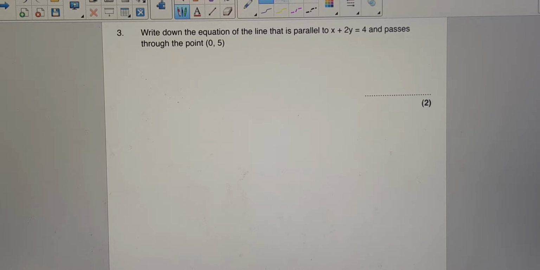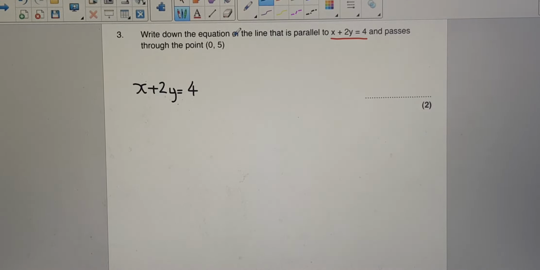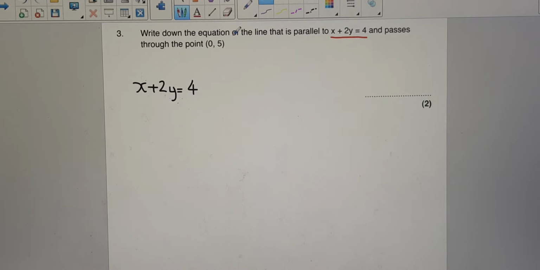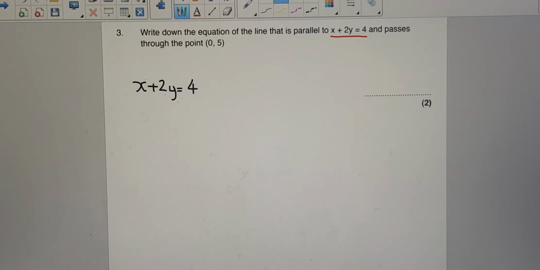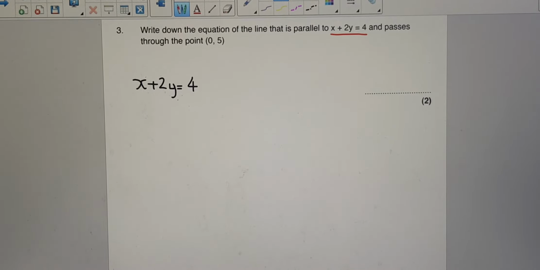Well, the first point I'm struggling with is this looks really weird. So let's just copy that out. And then I'm going to try and put it in the form y equals mx plus c, because then I can see what my gradient is, and therefore I can work out what my parallel gradient is. Well, in order to get it in the form y equals mx plus c, I need to make y the subject, i.e. I need to make it y equals something with x, etc.